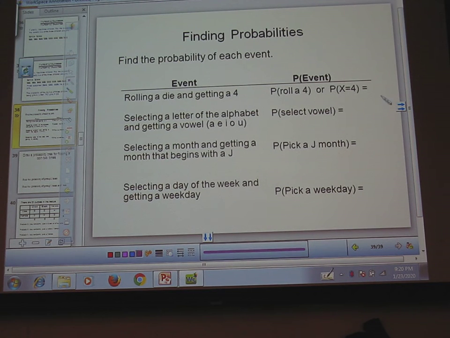Okay, so what's the probability you roll a die and get a 4? What's the probability that you get a consonant? There are 26 letters in the alphabet. 5 out of 26. What's the probability that you pick a J month? There's 3 of them out of 12. What's the probability you pick a weekday? 5 out of 7. Okay, good.